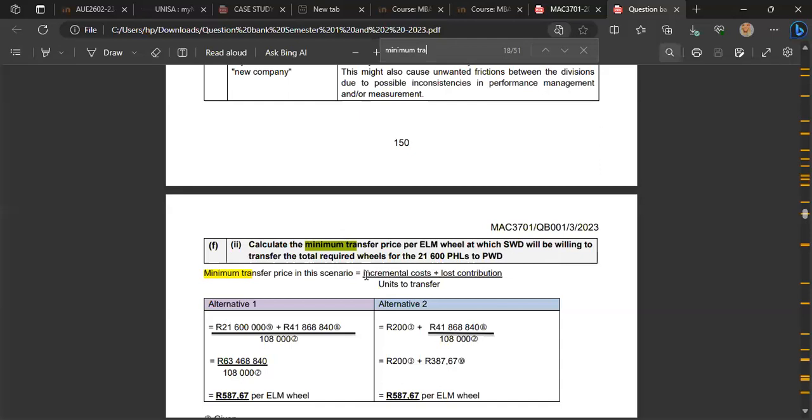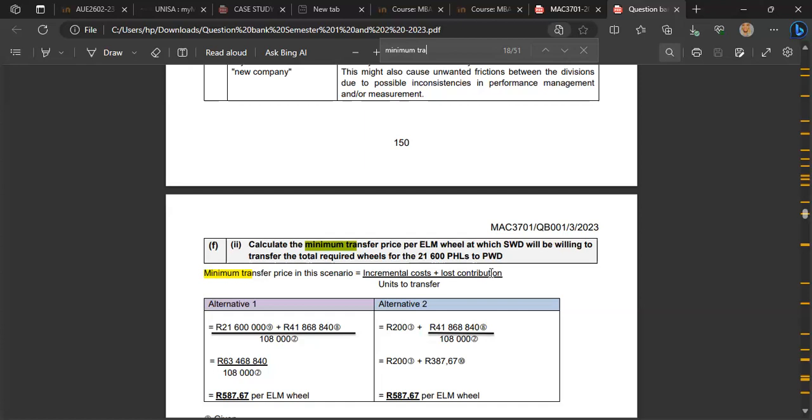So what do we need to calculate? They put it right: incremental cost, and then you also want to calculate the lost contribution, divided by units transferred. Incremental cost divided by units transferred will give you incremental cost per unit, which are most likely your variable costs per unit. And then in terms of lost contribution, again, you calculate your lost contribution in total, and then you divide by the number of units transferred.